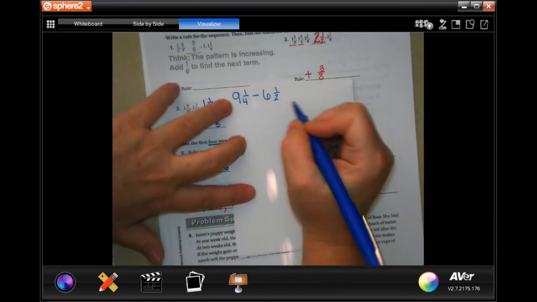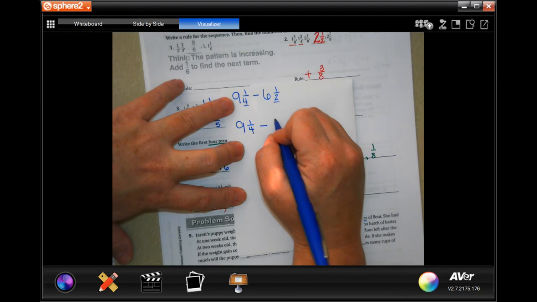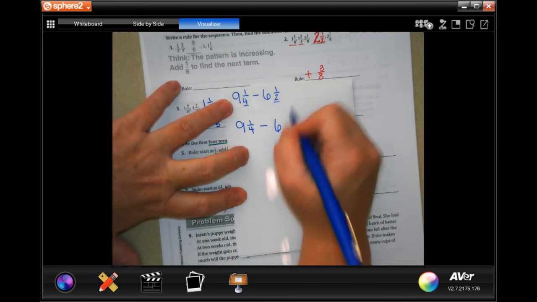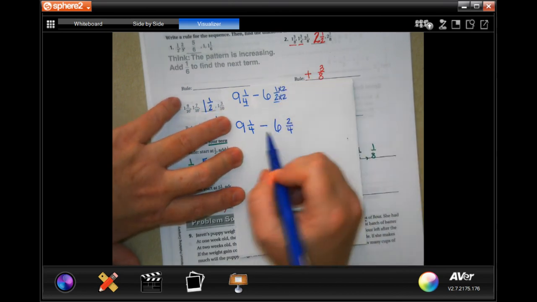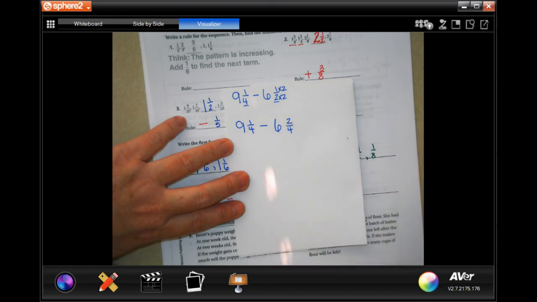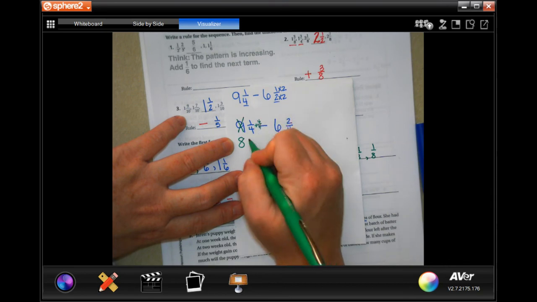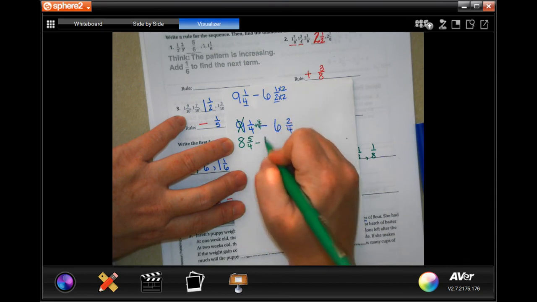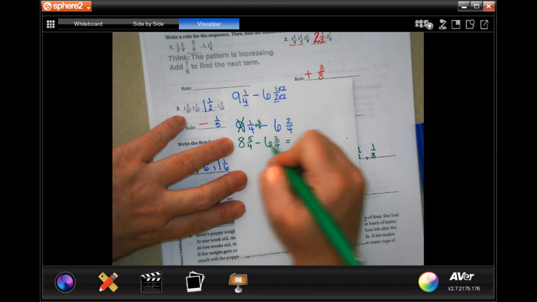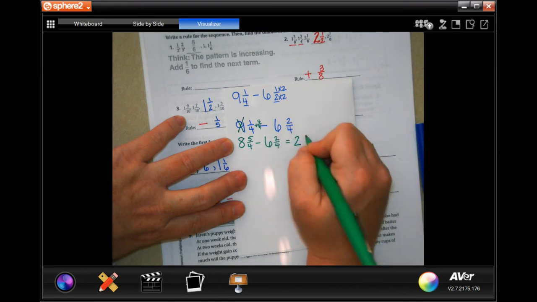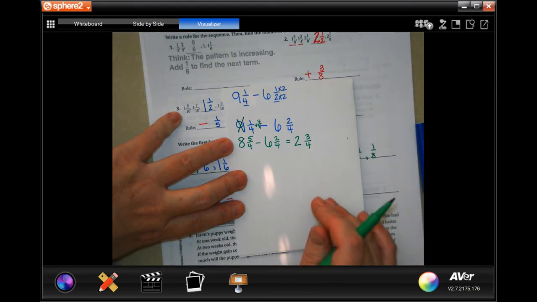Okay, so common denominator is going to be 4. So 9 1/4 is already 4. 6, and I had to multiply the 2 by 2 to get to 4. Multiply the top by 2, I get 2/4. Okay, now 1 cannot take away 2. I need to borrow 1 from the 9 to make 8, and I'm going to add a 4 over 4. Gives me 5 over 4 minus 6 and 2/4. Okay, 8 minus 6 is 2. 5 minus 2 is 3, and my denominator stays the same. So that's what the difference is.